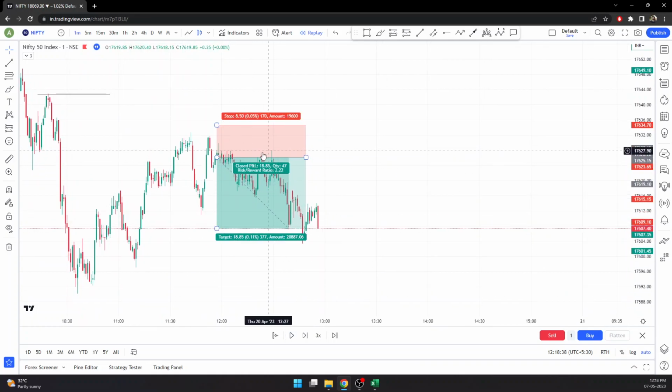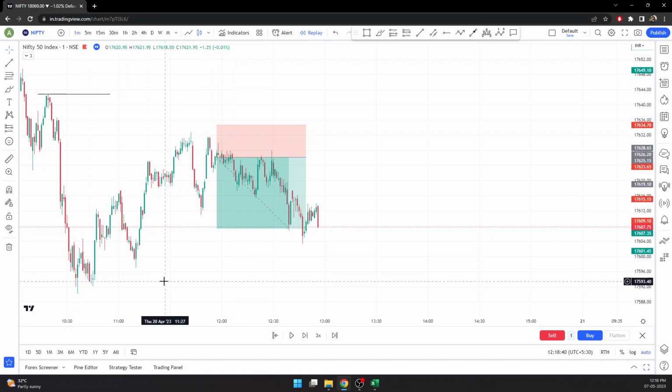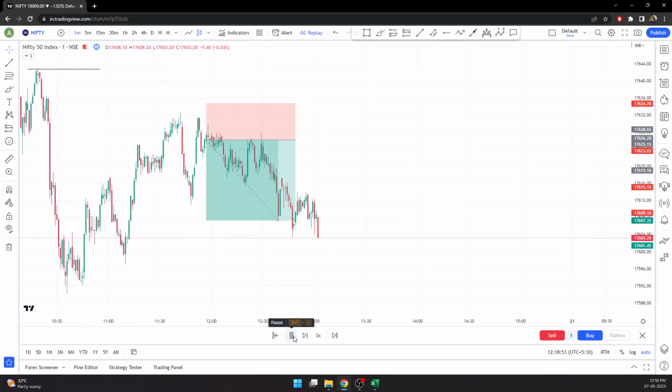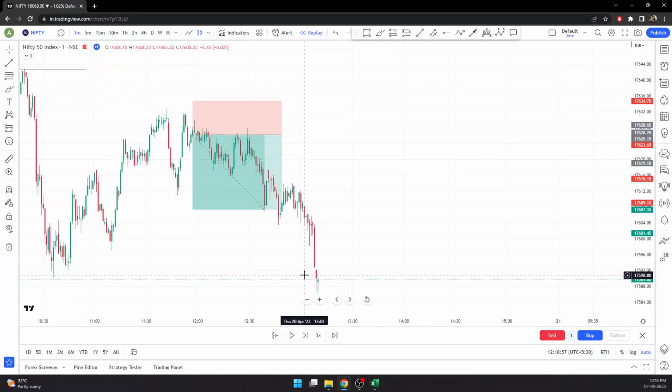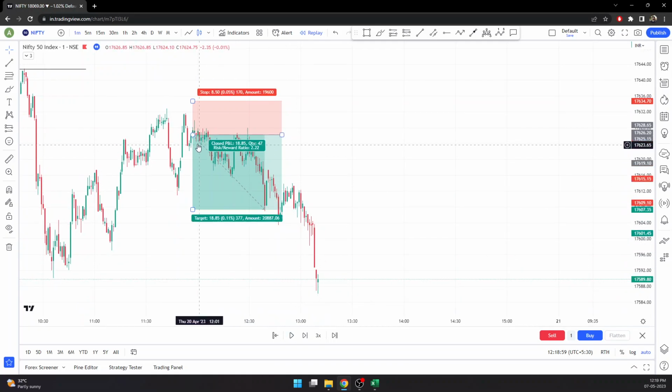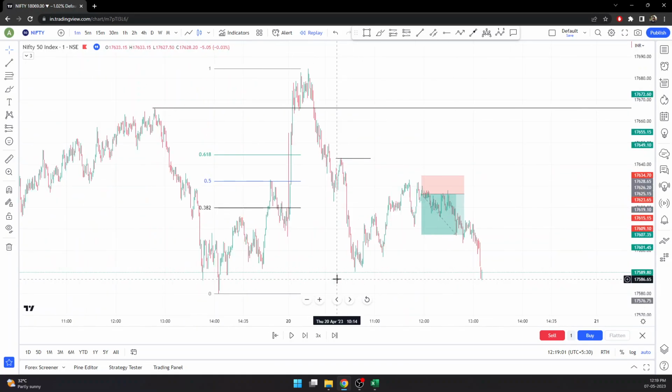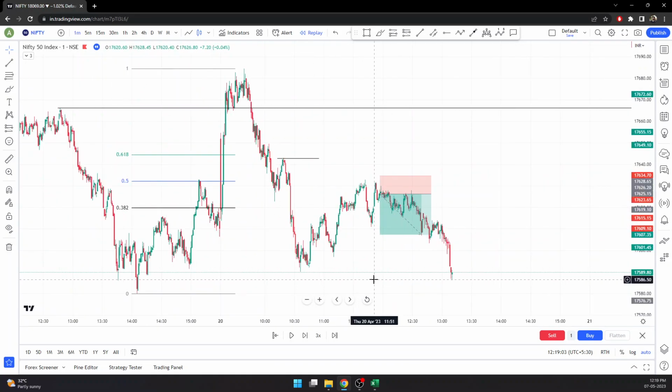So once the new sellers came into the picture, we expect to break this particular level, and then at least it should touch these lows here, 17,600. Yes, it did, and it also broke this particular level, which means the sellers are still in control and there are no buyers as such.